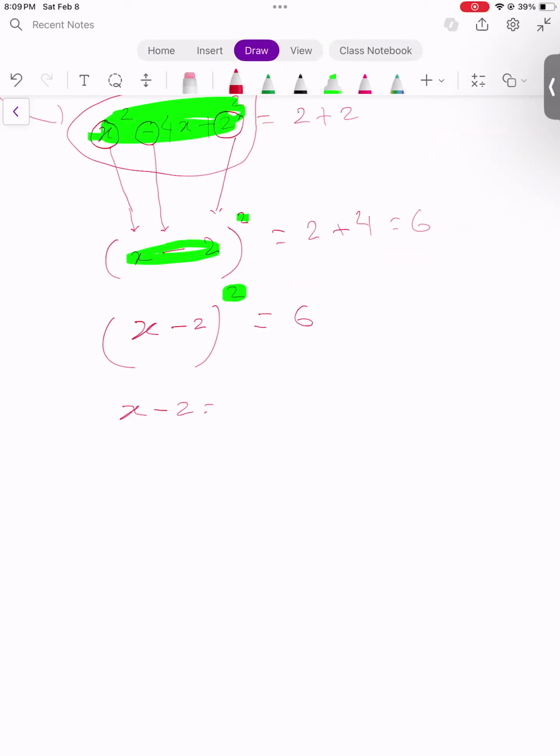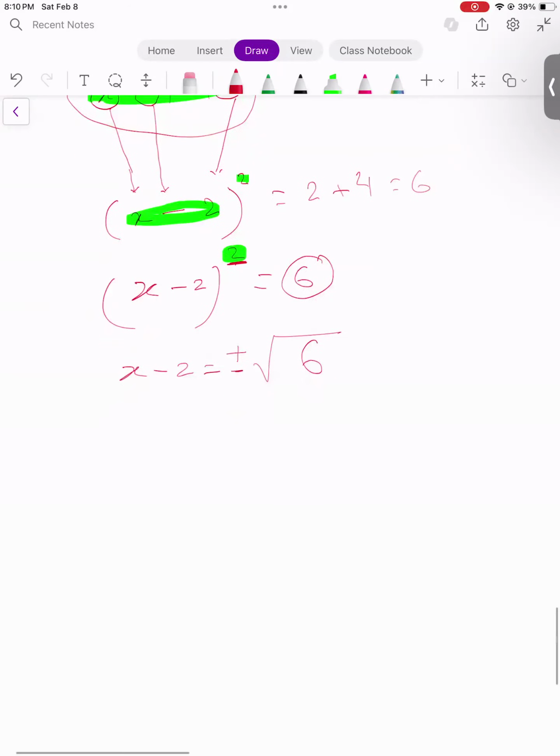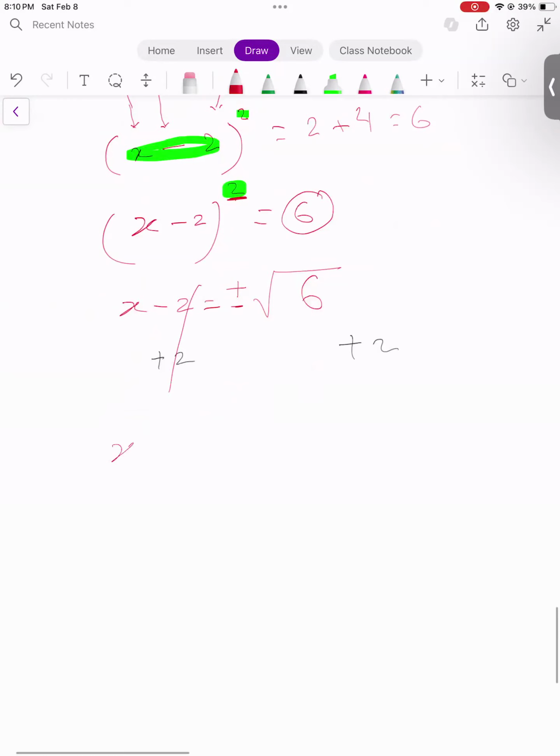x − 2 equals, whenever you get rid of this square, you end up getting a radical, a square root, on our right side. You end up getting positive or negative square root, and whatever you have on the right side is under the square root. So we have −2 here. Let's get rid of −2. We add 2 on both sides. This is gone. x equals positive or negative square root of 6 plus 2.